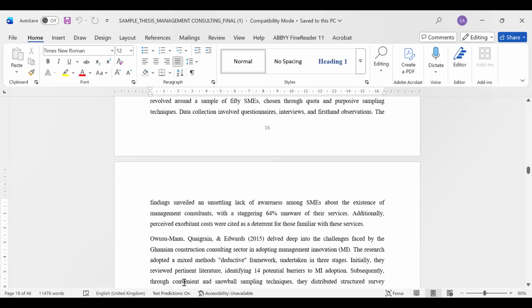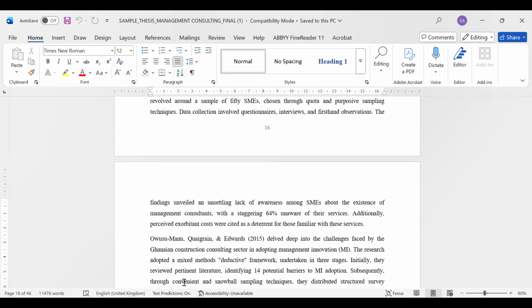So the whole work must have alignment from beginning to end. What I noticed with a lot of students, they use any reference. They just Google the reference, put it there, and then you don't know anything about that reference again. That's not how we do research.